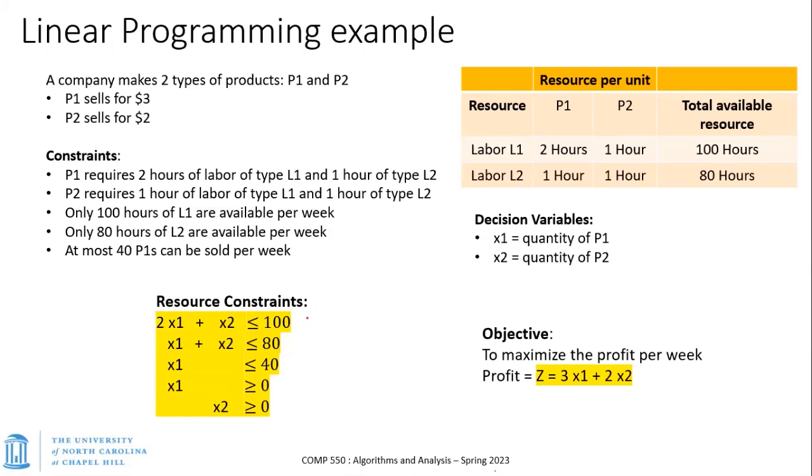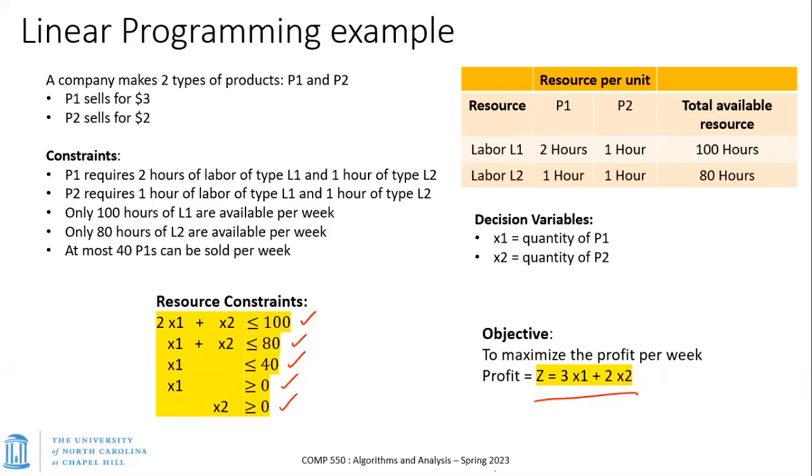So 2 X1 plus X2 has to be less than or equal to 100, the next constraint less than or equal to 80, and X1 has to be less than or equal to 40. And both of these have to be non-negative, right? You can't produce negative quantities. So you've got these resource constraints, and you're trying to maximize your profit, which is Z equals 3 times X1 plus 2 times X2. Now, how should we solve this?